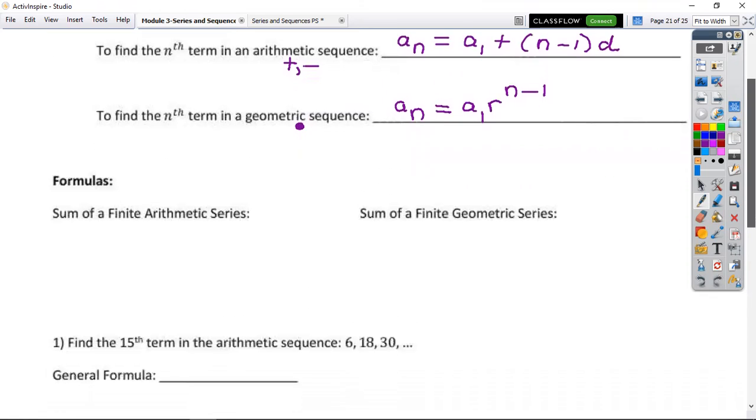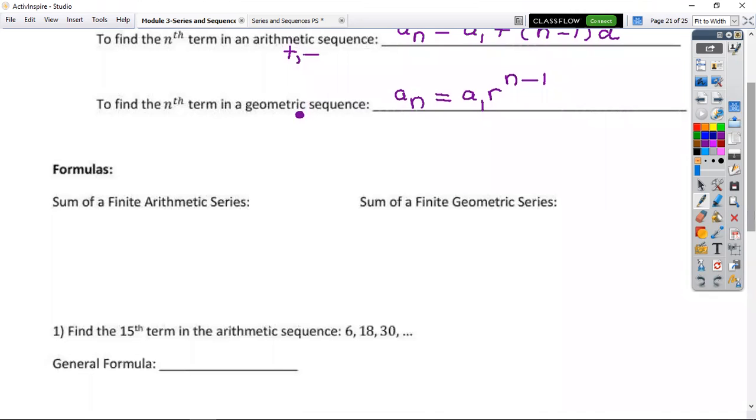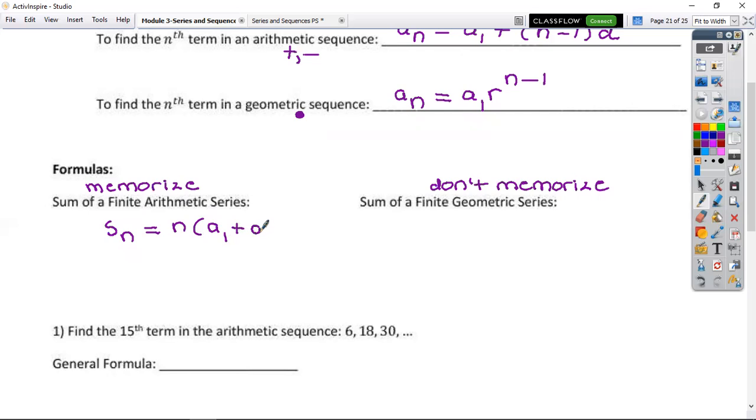The next 2 formulas that you need to know, one of which you have to memorize, one of which you don't. So this one is the one you have to know. This one you do not. This one don't memorize, you don't need to, it's on your sheet. And the sum formula for arithmetic is this formula. So the sum is equal to n, and I do a sub 1 plus a sub n divided by 2.